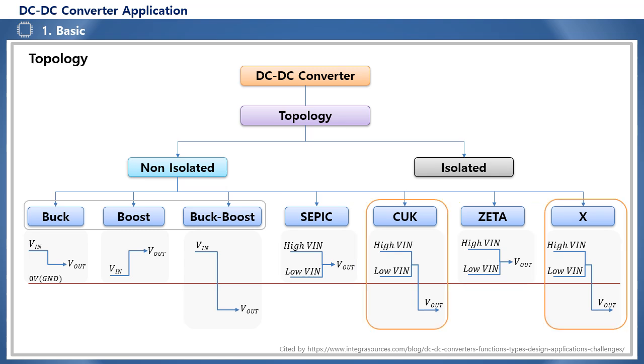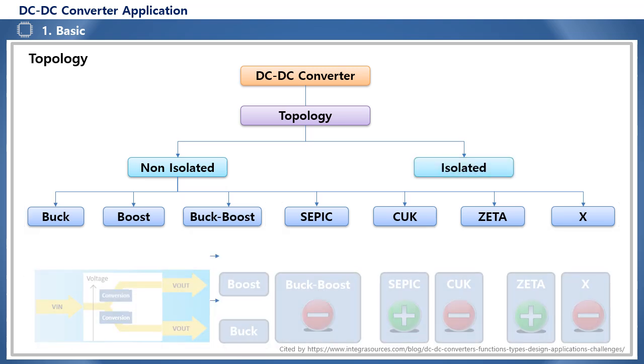Cuk and X are converters that output a constant negative voltage regardless of whether the input voltage is higher or lower than the output. Additionally, SEPIC and Cuk can be combined to form a power circuit that requires the same plus and minus output voltage for a single plus input voltage. And Zeta and X can also be combined to form a plus and minus dual power circuit.